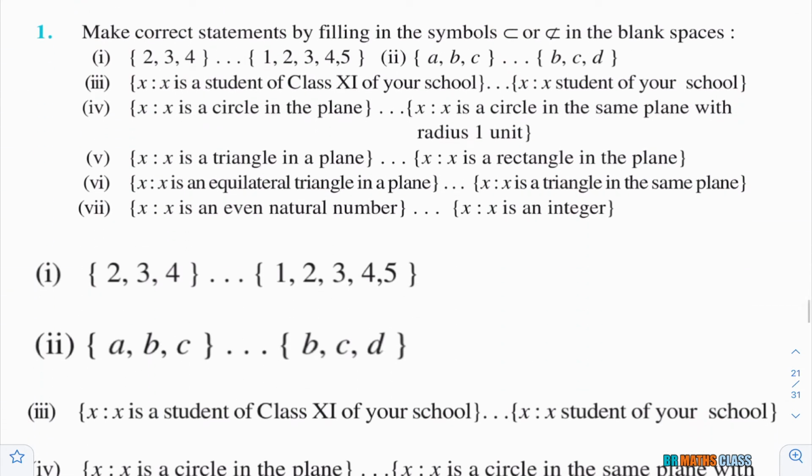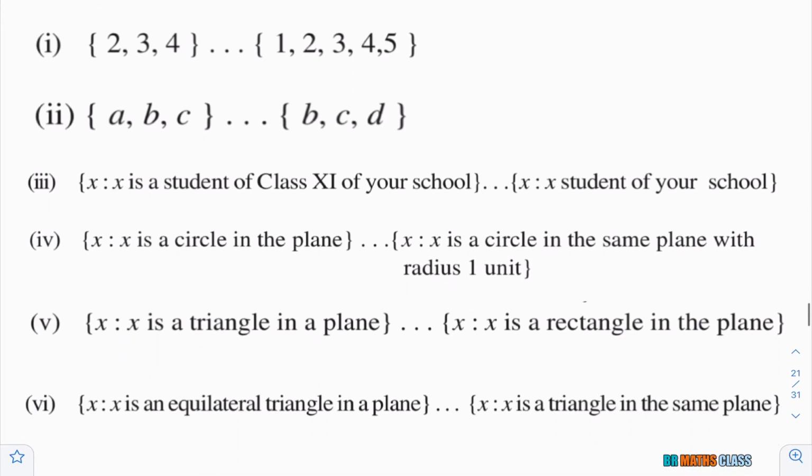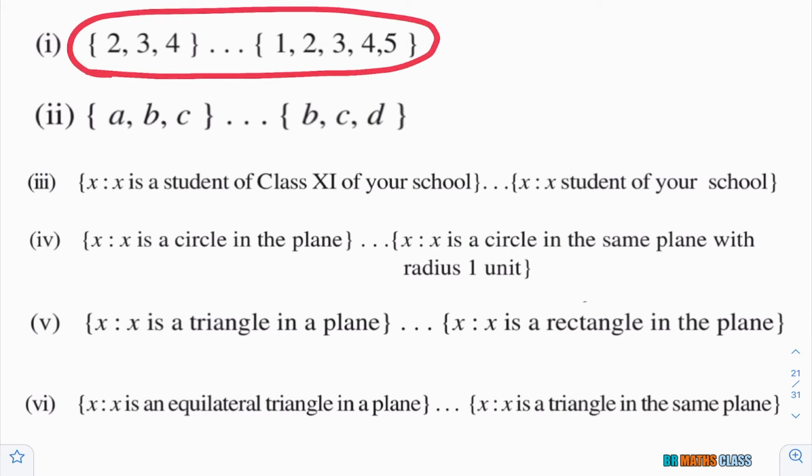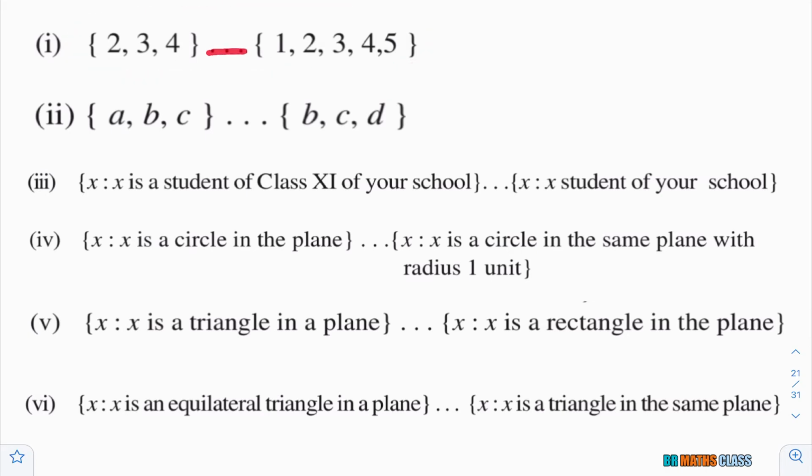You see here in this question, a total of 7 bits are given. Okay, you observe this first bit. What we need to do is fill the suitable symbol in the blank spaces here, with subset or not subset. You need to fill in a suitable symbol.